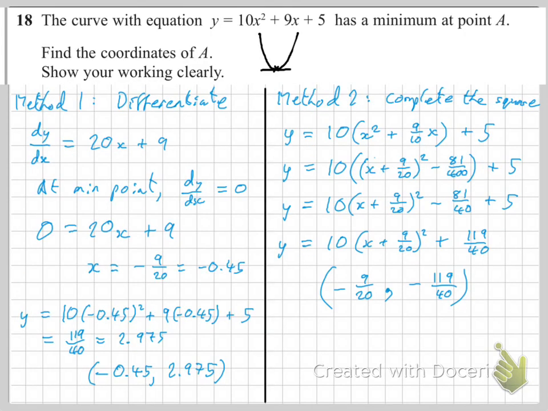Sorry, I didn't mean to move on so quickly. This is the same answer as this. I've just written this one in fraction form and this one in decimal. They're both perfectly valid ways of answering that question. Okay, there's going to be a separate video for the remainder of the questions.